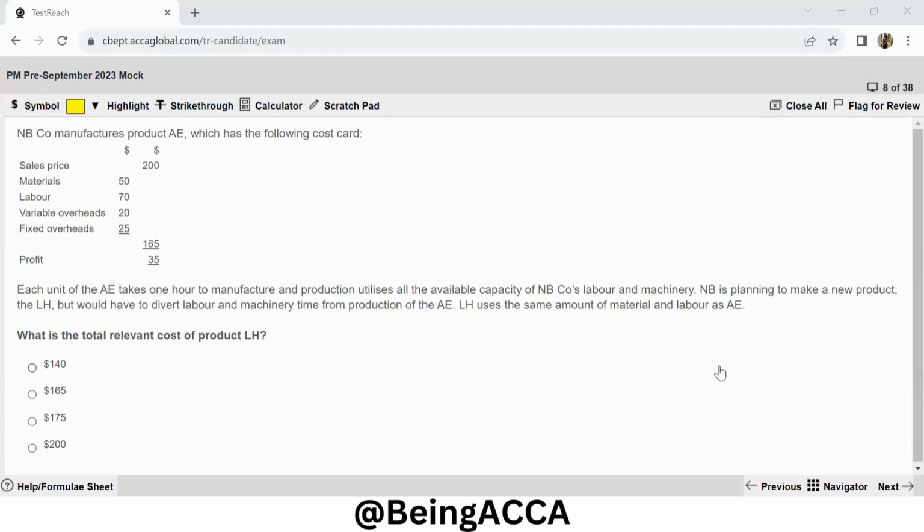So we have to find the relevant cost of the product LH. So what will be the relevant cost? What all will we take? So first of all, the material cost, which is the same. So this is 50. And then I will take my labor cost, which is again the same, which is 70. And then I will take variable overheads, which are 20. And then I will take my opportunity cost because it is mentioned that we will have to divert our labor and machinery from the production of AE. So how much is my lost contribution, my opportunity cost of not making AE.